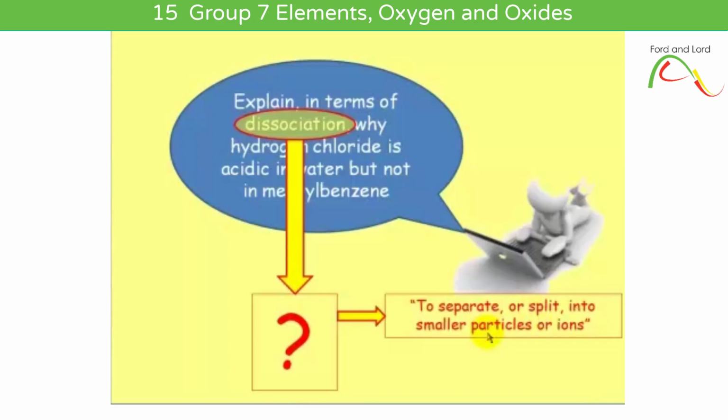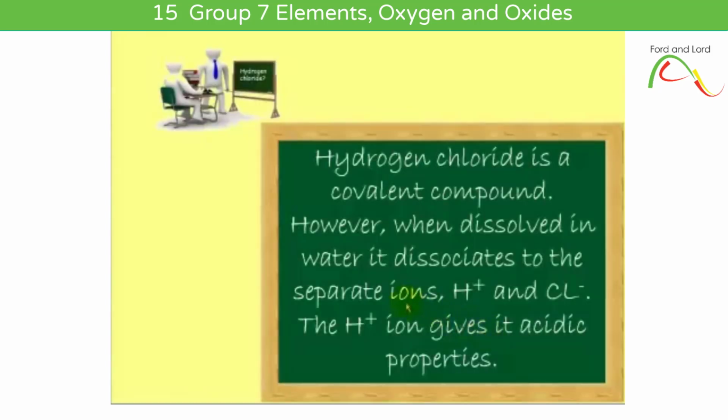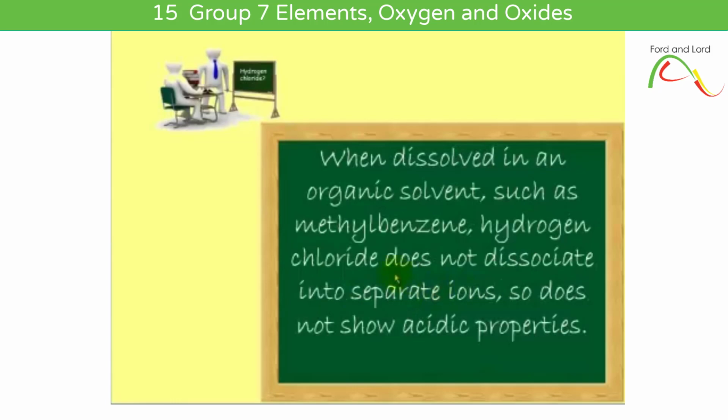So let's think now what we mean with hydrogen chloride. Hydrogen chloride, as we said, is a covalent compound. However, when dissolved in water, it dissociates. That means it splits into the separate ions H+ and Cl-. The H+ ion gives it acidic properties. All the acids you know about, hydrochloric acid, sulfuric acid, nitric acid, they've all got the H+ ion, and it's that ion that gives them their acidic properties. But when dissolved in an organic solvent, such as methylbenzene, hydrogen chloride does not dissociate into separate ions, so it does not show acidic properties.